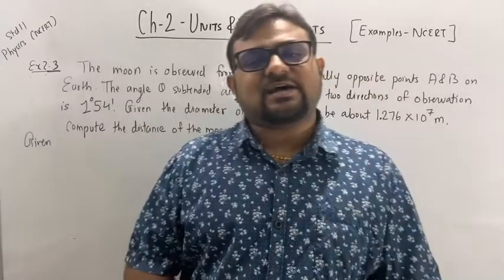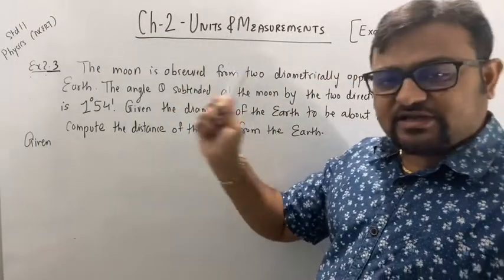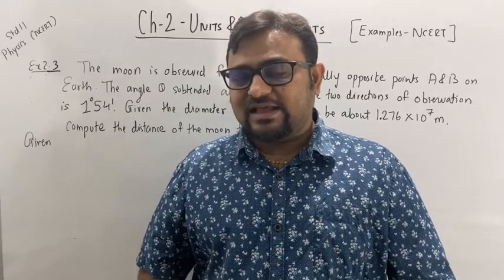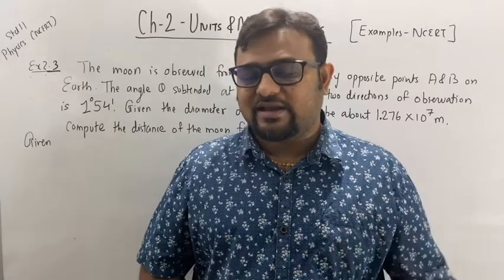Next is example number 2.3. Okay, so now it is based on the parallax method. In that, what was the formula? Angle equal to arc by radius.